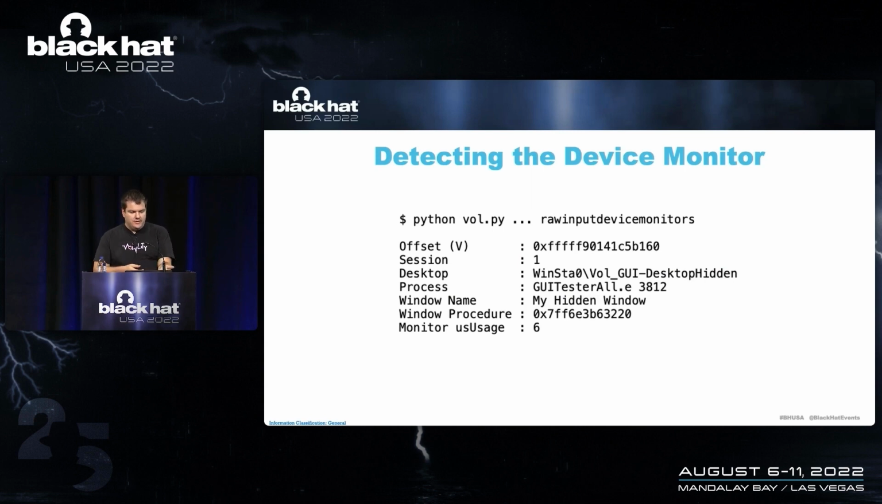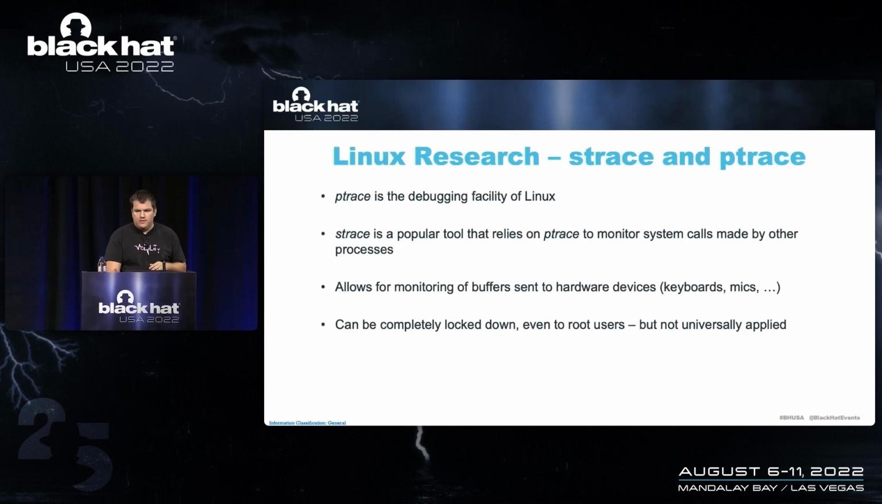And as you can see, it tells us on the desktop in the GUI tester all process. In our proof of concept, the name of the window was "my hidden window," just so it would stand out in the output. We have the address where that hook is and the process ID. Again, we can extract that executable out of memory and then really start to figure out what happened. So we targeted those two functions for Windows.